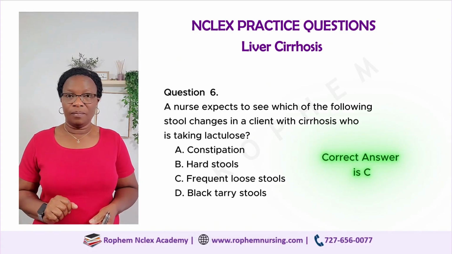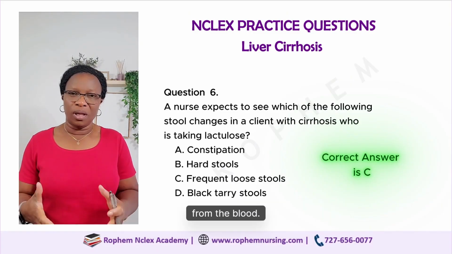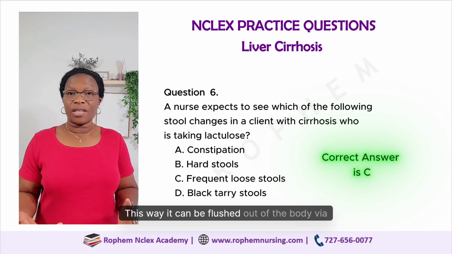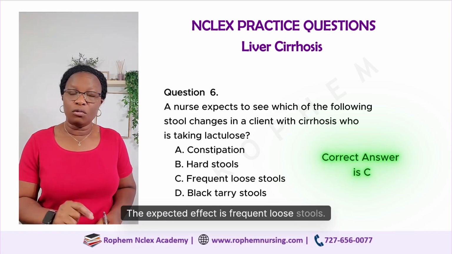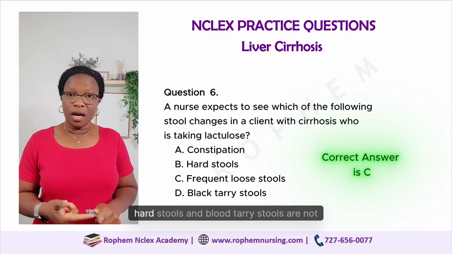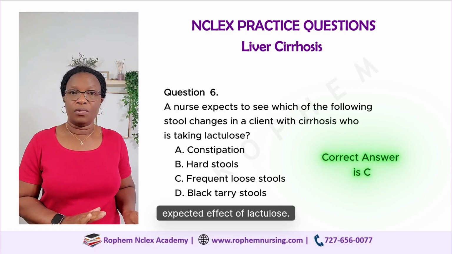And here's the reason. Lactulose traps ammonia in the gut by drawing it from the blood. This way, it can be flushed out of the body via stool. The expected effect is frequent loose stools. Constipation, hard stools, and black tarry stools are not expected effects of lactulose.